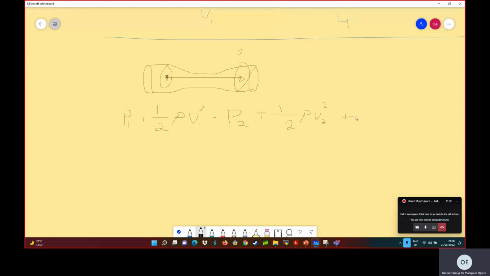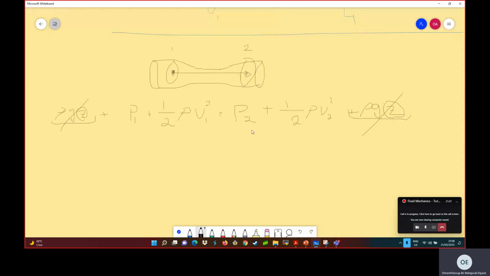And remember the last term, rho g Z, you will drop it from both sides. Why? Because they are at the same elevation. Z here is exactly equal to Z here. Therefore, I'm adding just an extra term to the equation, so no need for them, just drop them. In case Z does not equal Z, you have to keep them. Canceling them is not correct.